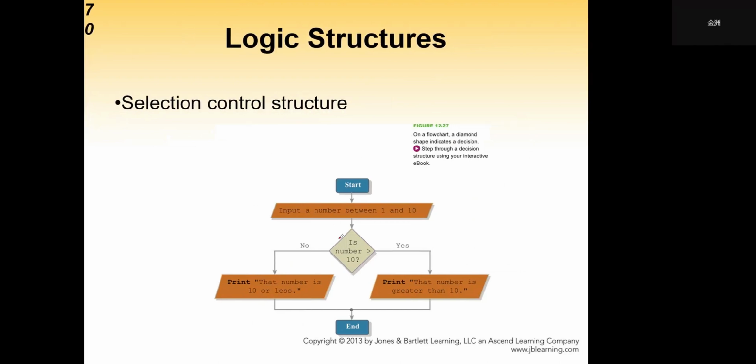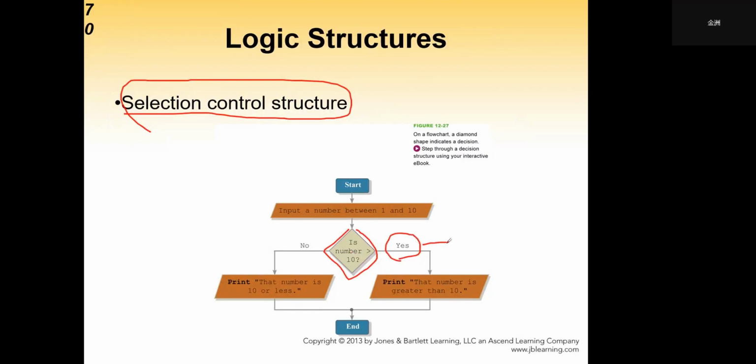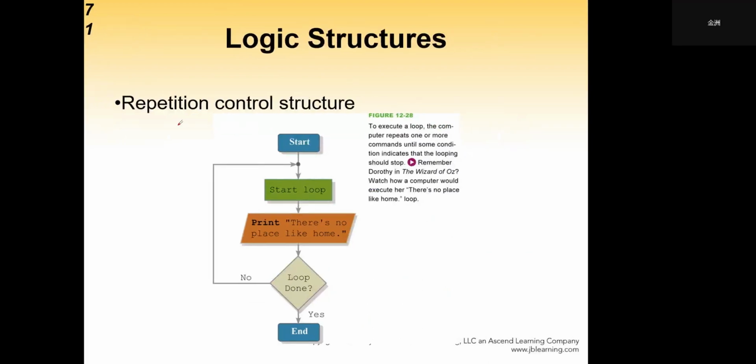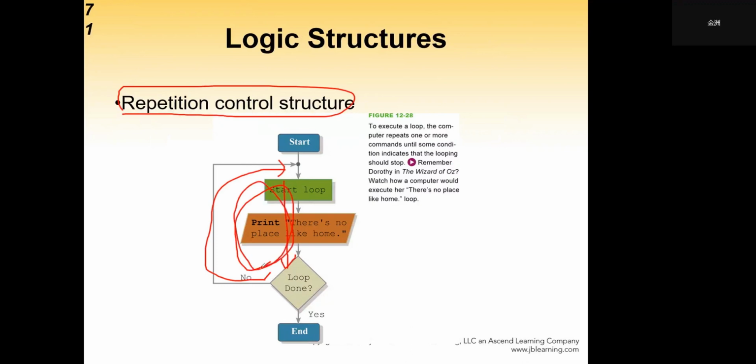And then the second one uses this diamond. It's a decision, so we call it a selection control structure. It is a question here, and it indicates a decision. If the answer to this question is yes, then it goes to one branch. Otherwise, it goes to another branch. And then the third one is a repetition control structure. That is, we have a loop here. It will do the same thing in the loop many times until some condition is satisfied.